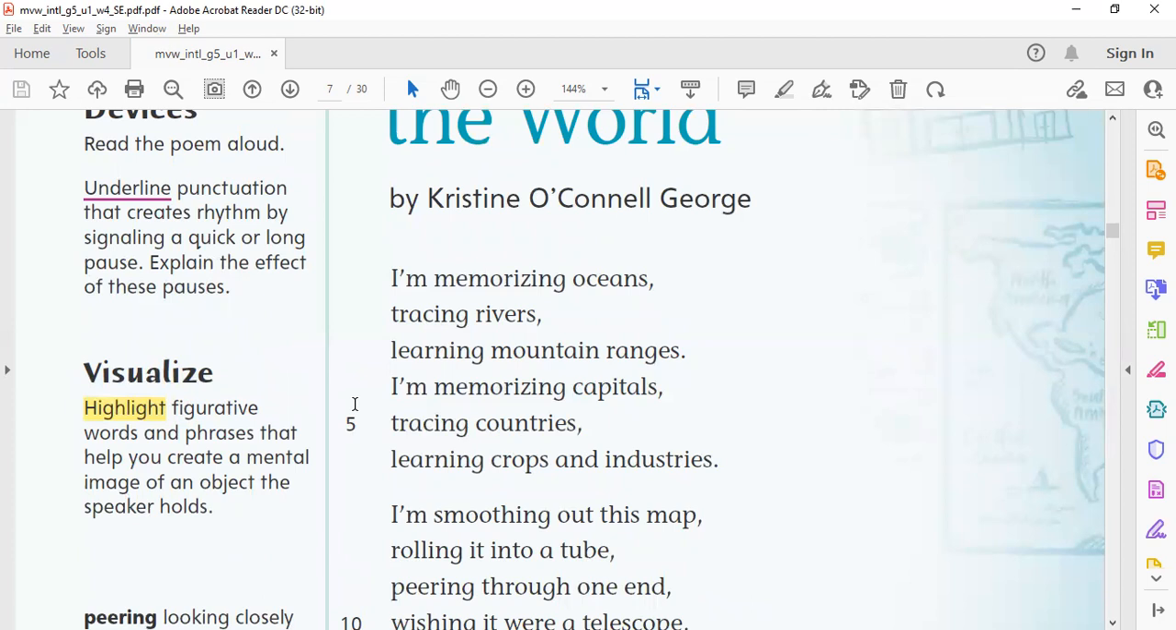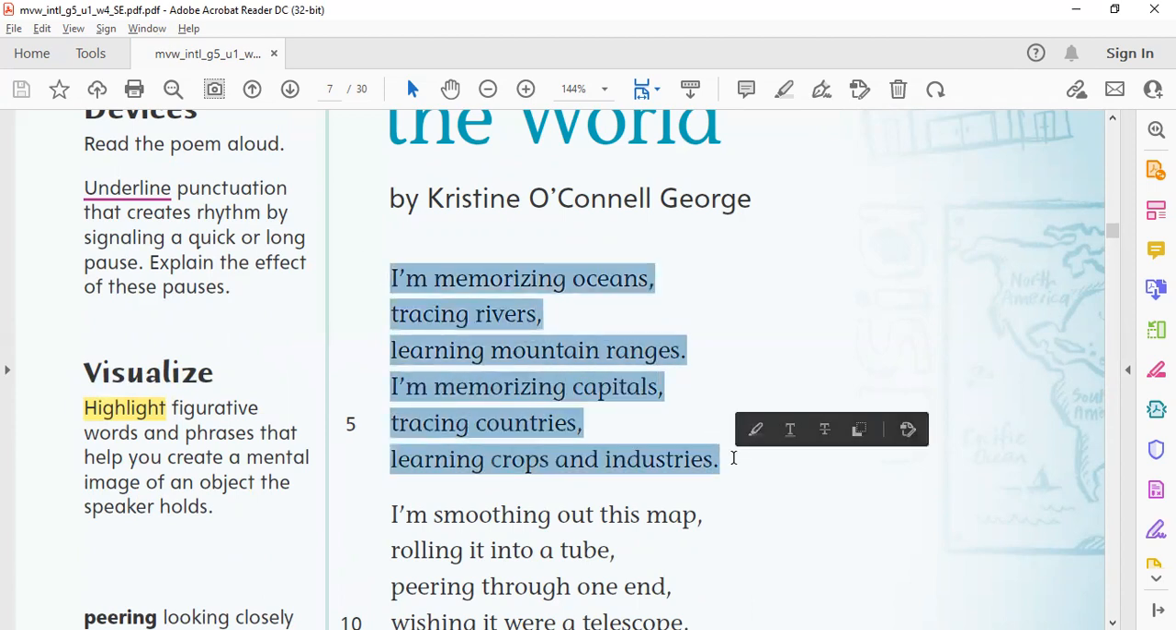Okay. So here I'm going to read both. I'm memorizing oceans, tracing rivers, learning mountain ranges. I'm memorizing capitals, tracing countries, learning crops and industries. Now, in the first stanza, we have some repeated words. What are they? Write them in the chat, please.